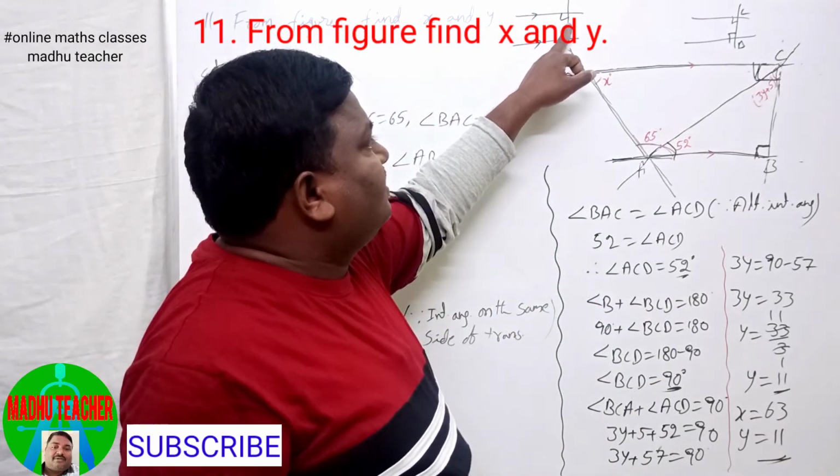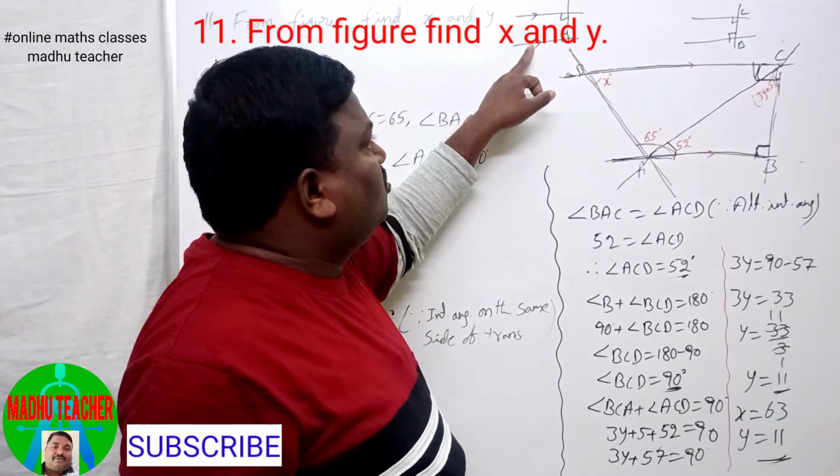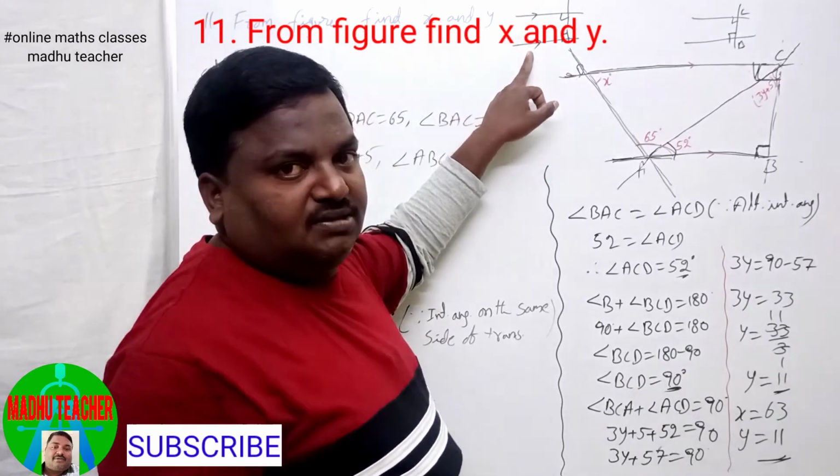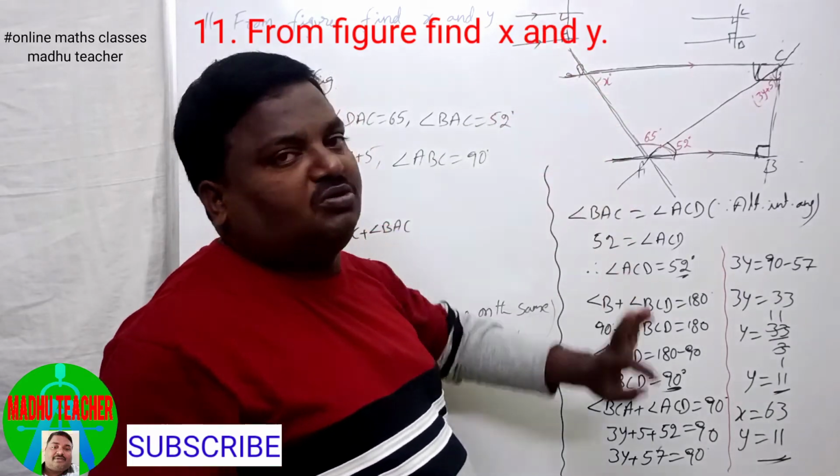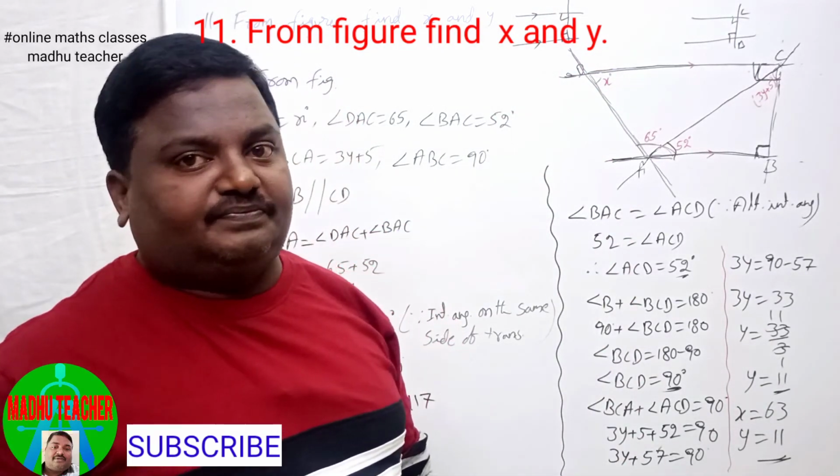If a line is perpendicular to one of the parallel lines, then the line is perpendicular to the other line also.